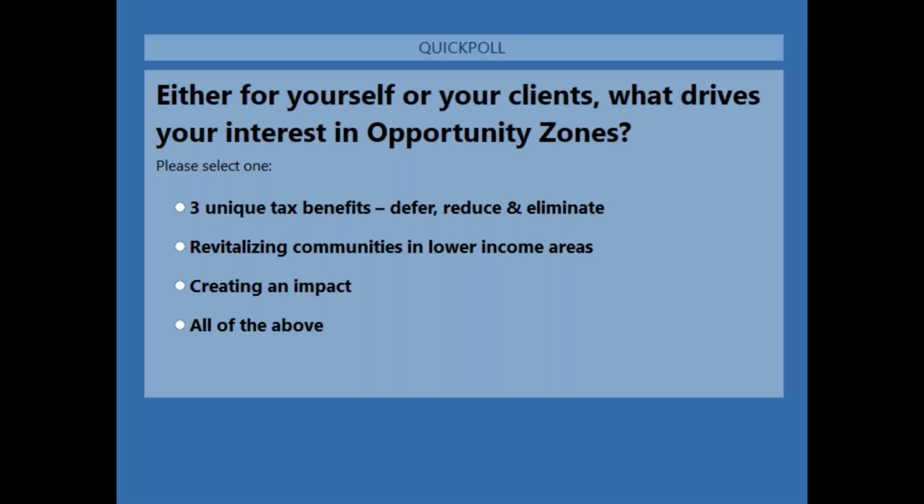All right, folks. So our first poll question is here. Either for yourself or your clients, what drives your interest in opportunity zones? Would it be the 3 unique tax benefits, revitalizing communities in lower income areas, creating an impact, or all of the above? And just a reminder, folks, that if you are looking for CPE credit, answering both of our poll questions today is required for CPE credit.